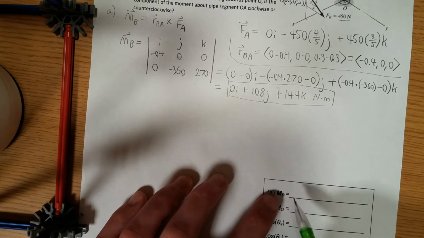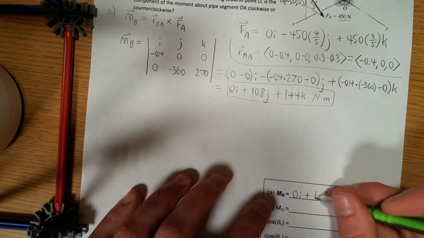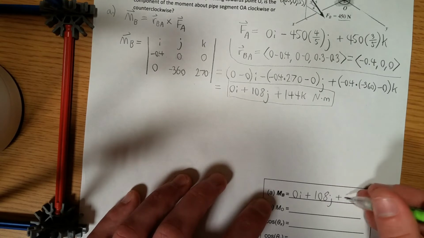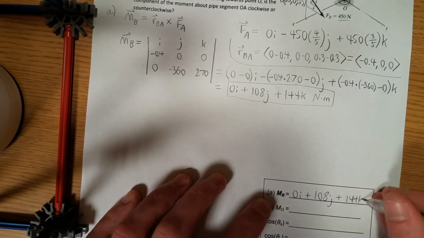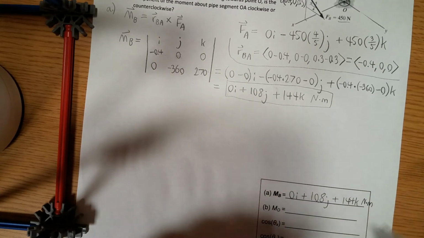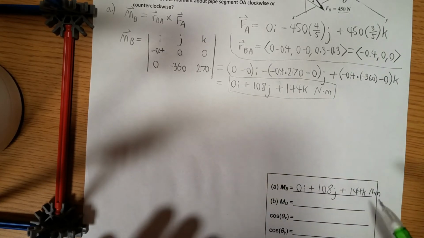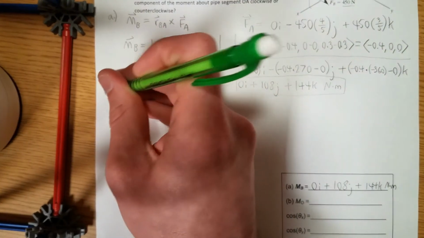And down here for MB, we are going to have 0i plus 108j plus 144k, and then always remember your units. That's going to be a good few points there if you put your units in there. So that's our part A. Now we'll work on our part B.